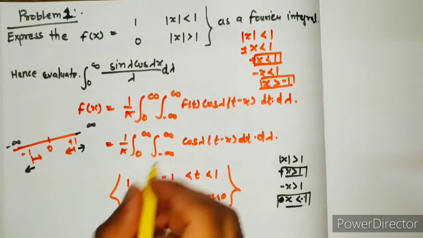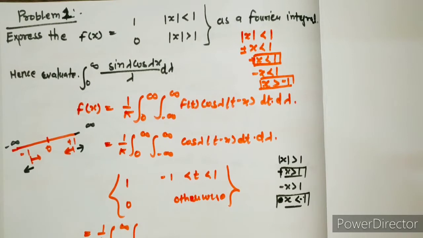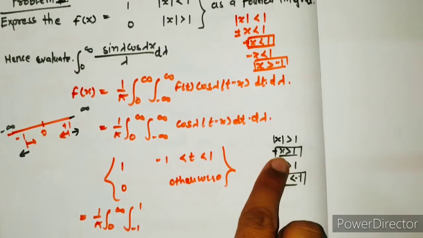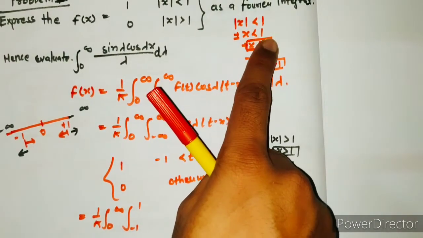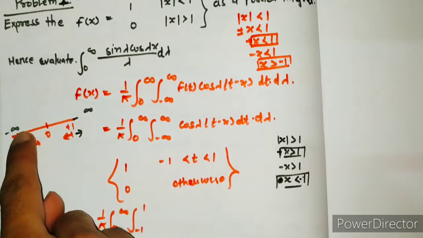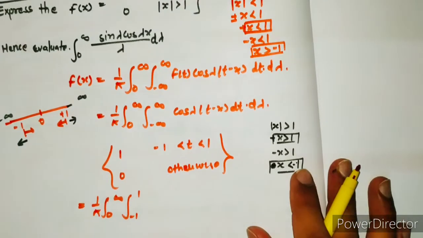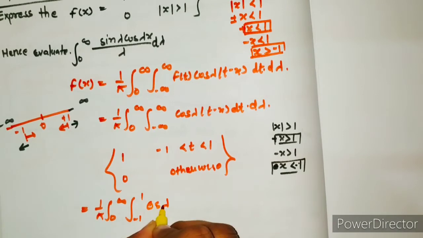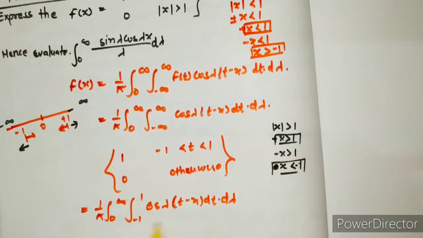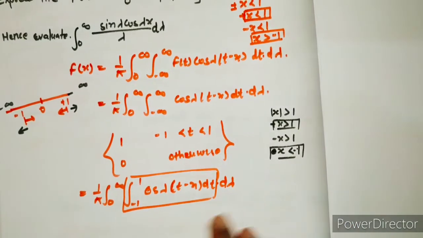Find this limit. We change the limit in this condition: 0 to infinity is also written as minus 1 to 1, because this is only the term mod x. When x is less than 1 and x is greater than minus 1, the limit exists only for minus 1 to 1, and the whole term is otherwise 0. So also solve cos lambda (t minus x) dt d lambda. Only consider this form, not d lambda, only the dt part.